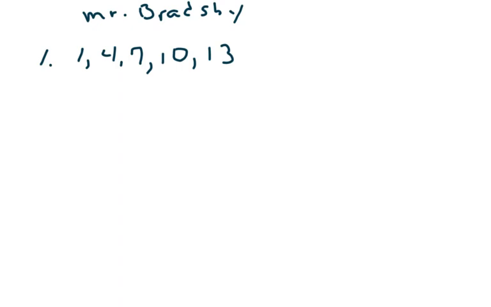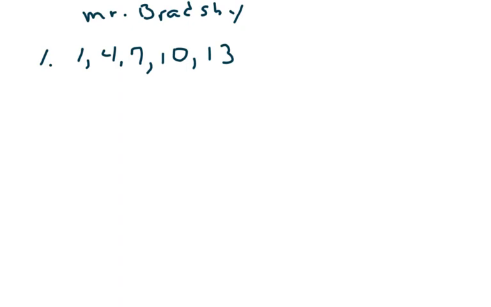Well, there's a pattern here. Each one of these is represented with a rule. And the rule tells us, how did I get from 1 to 4? How did I get from 4 to 7? How did I get from 7 to 10 and 10 to 13? What rule am I following here so I can build this pattern? Okay?